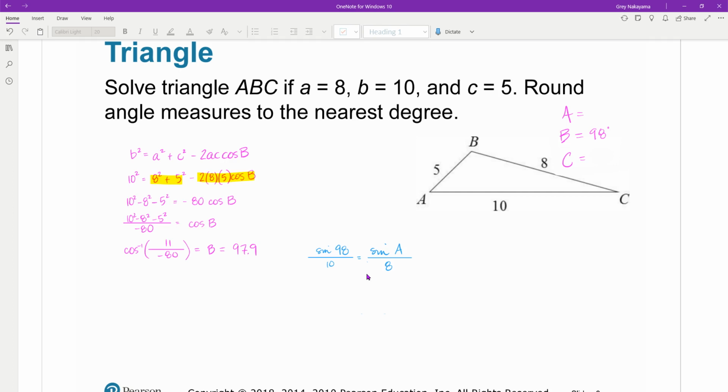What's under my variable is going to be move out in front. So I'm going to have A is equal to the inverse sine of 8 times the sine of 98 divided by 10. And we put that in, you get A equals 52.39. So that means that A is 52 degrees. And now I'm going to do 180 minus 52 minus 98 equals C. And we find out that C is equal to 30. And there we have solved our triangle.